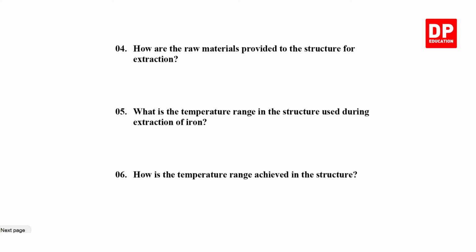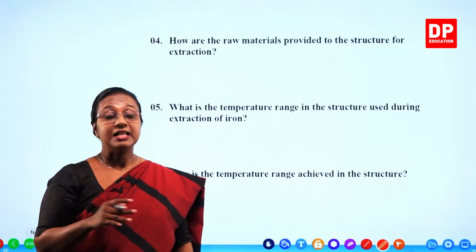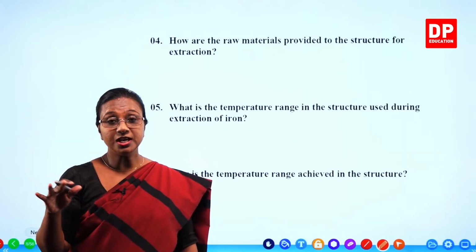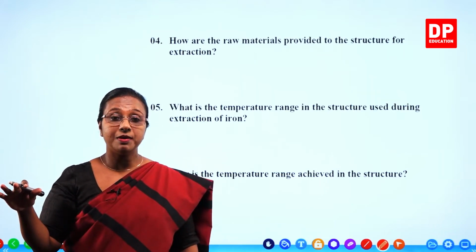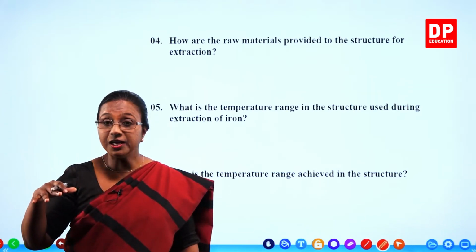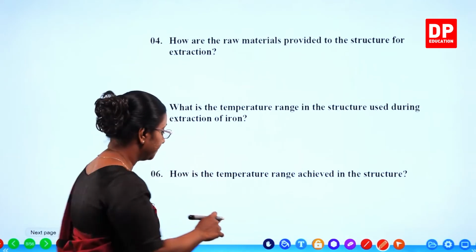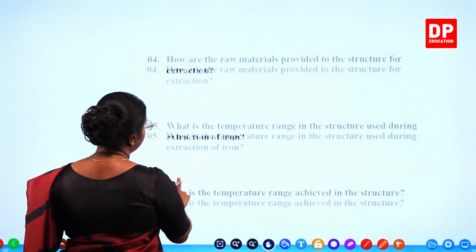Fourth part: how are the raw materials provided to the structure for extraction? They are mixed in the correct proportion, made into fine powder and introduced from the top of the blast furnace. That is what you have to write here.